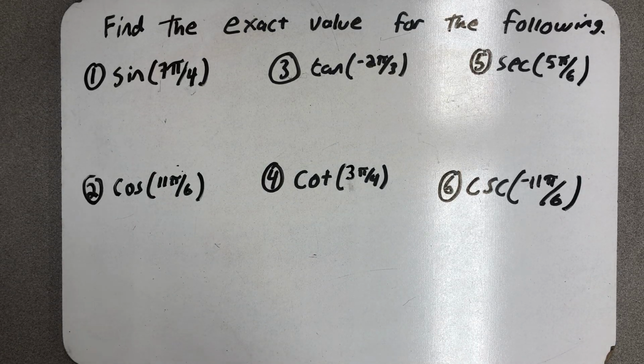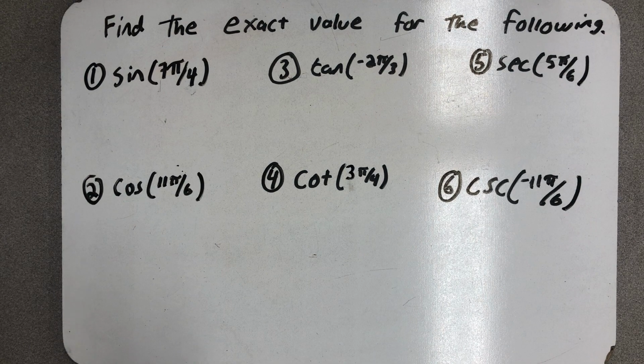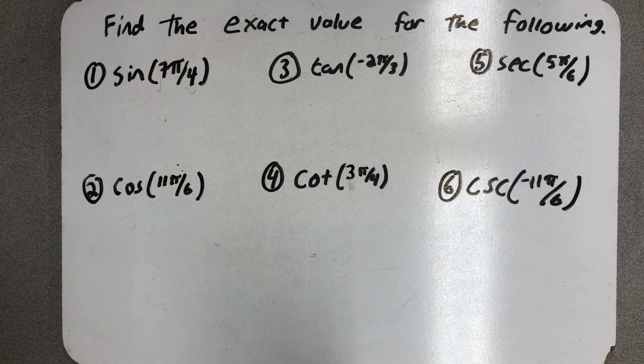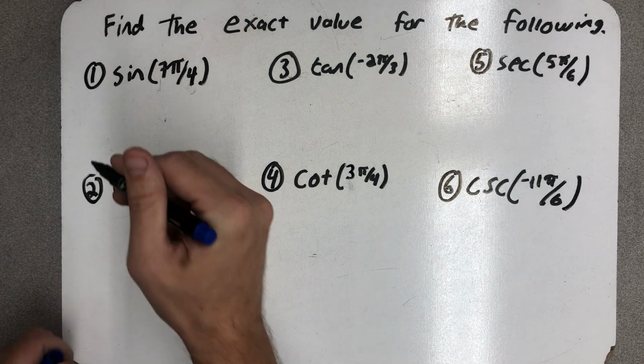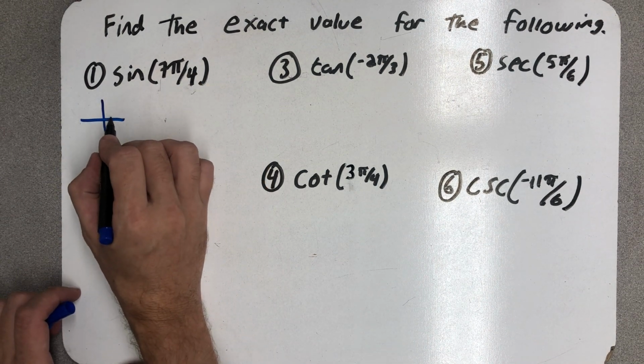We've been asked to find the exact value for the following trigonometric expressions. And in this video, I want to focus on using my unit circle to do so. I don't have a unit circle drawn here because I actually just want to think my way through it. So I'm going to think about the angle 7 pi over 4.